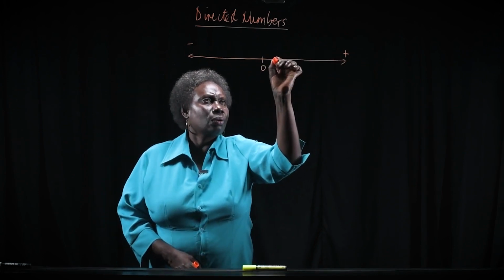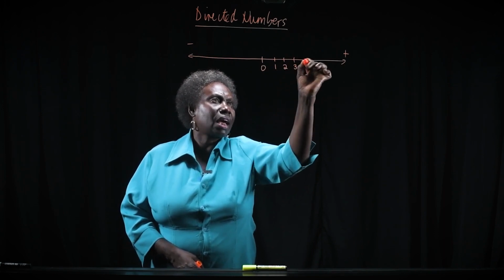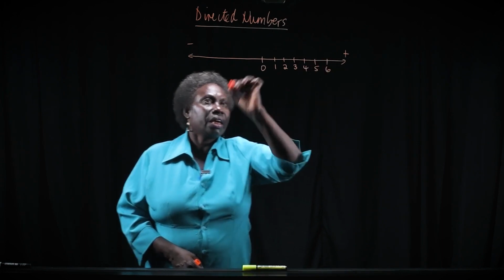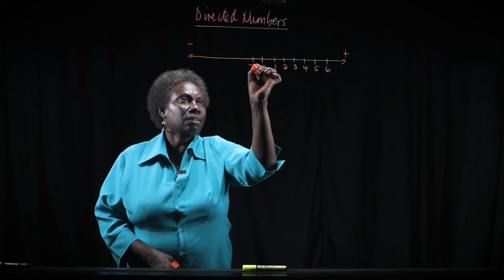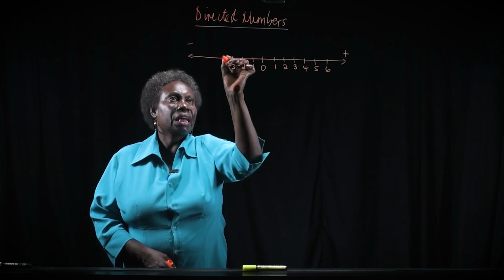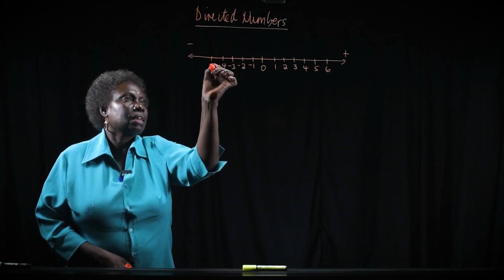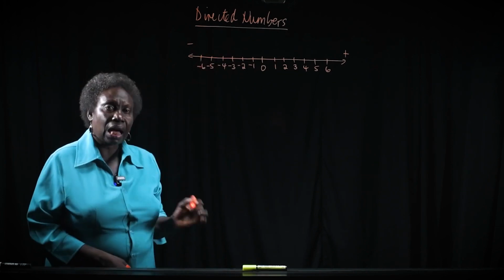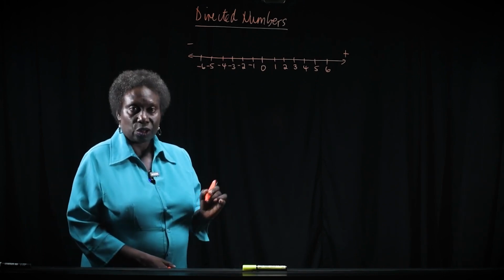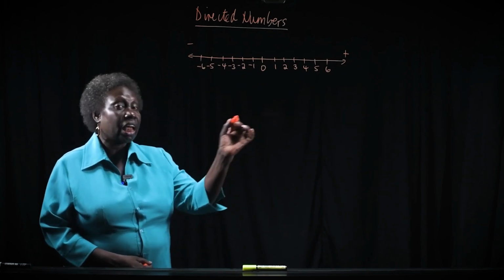Let's look at all the positive numbers. Positive numbers, we don't have to write them with a positive sign. We can just write them as they are. On the left, we have the negative numbers. The negative numbers must always be written with a negative sign in front of them. -5, -6. Now, let's look at how to combine these directed numbers using the operations addition, subtraction, multiplication, and division.